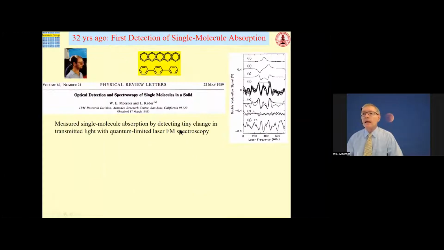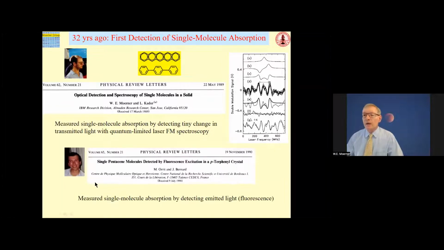In 1989, with Lothar Kador, in pentacene and paraterphenyl, we observed these absorption lines of single molecules in the crystal. It turns out that a single absorption line, due to the technique being used, FM spectroscopy, you get two copies of it, and then you take a derivative so that you expect a W-shaped structure. This W-shaped structure is the absorption of the single molecule. So this opened the door to being able to observe single molecules with light.